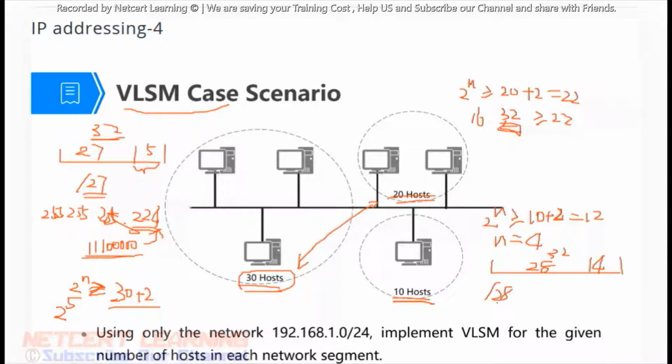Then we can calculate the mask, which should be 255.255.255, that's 24 bits. And then the last byte is 1, 1, 1, 1, and then 0, 0, 0, 0. We can calculate the binary, then that equals 240. You can practice this. Okay, this is how to calculate the VLSM.